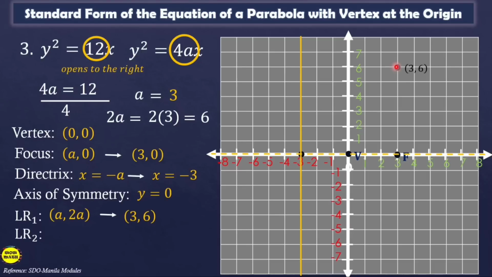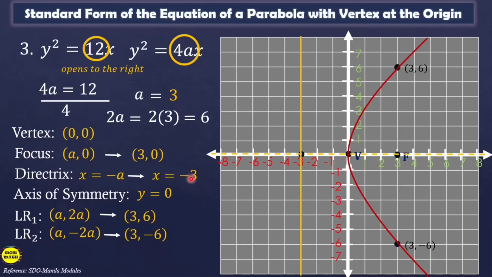Yung pangalawang endpoint, pababa. Move tayo ng 6 units. 1, 2, 3, 4, 5, 6. So, nandito yung pangalawang endpoint natin, and that is 3 and negative 6. So, after natin nakuha yung dalawang endpoint ng latus rectum natin, ipa-plot na natin yung parabola natin. Okay, that is the graph of our y squared is equal to 12x.